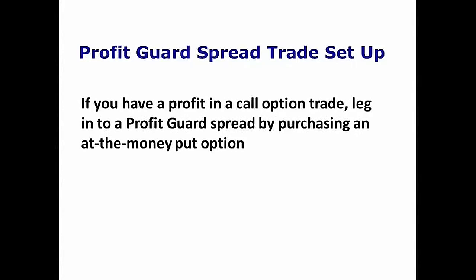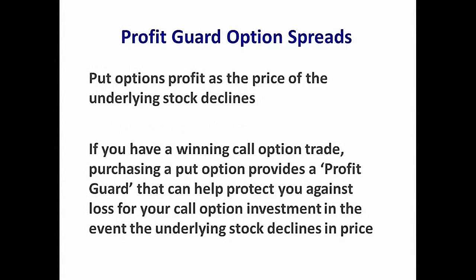And if you have a profit in a call option trade and you leg into a profit guard spread, you would do that by purchasing an at-the-money put option. So if we purchase a call option and we have a directional trade, we use our money management guidelines. If we develop a profit in that trade, then at a later date we can leg into a profit guard spread by purchasing an at-the-money put option.